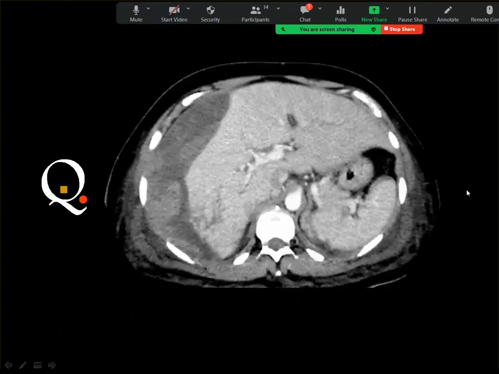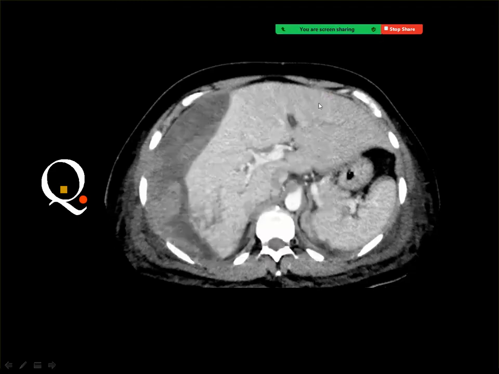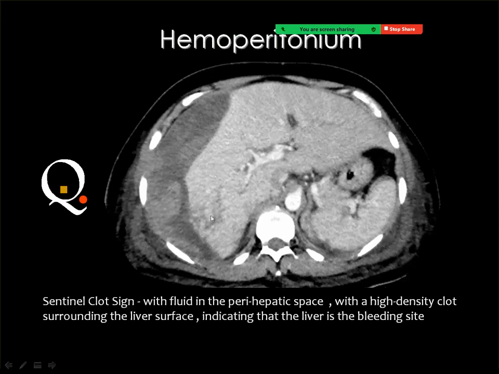Next case is an abdominal scan obtained after contrast injection. Subcapsular hematoma with laceration. Yes, very good. And this is laceration in the right hepatic lobe of the liver. And there is a big subcapsular hematoma of different densities.